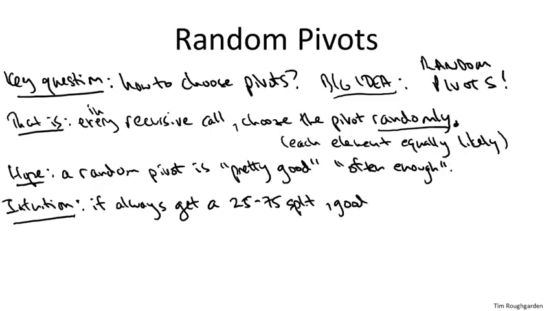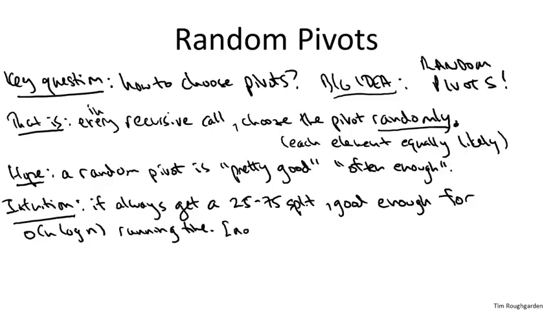To be concrete, suppose we always pick a pivot which guarantees us a split of 25-75 or better. That is, both recursive calls should be called on arrays of size at most 75% of the one that we started with. So precisely, if we always get a 25-75 split or better in every recursive call, I claim that the running time of quicksort in that event will be big O of n log n, just like it was in the last quiz where we were actually assuming something much stronger, that we were getting the median.